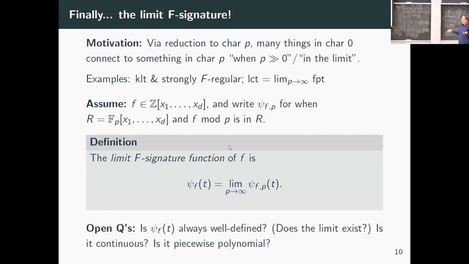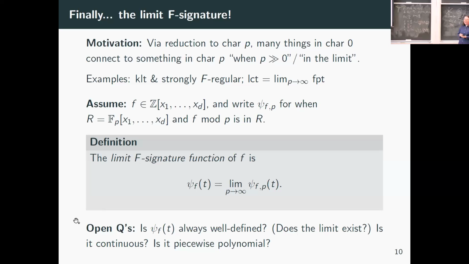And so we can define the same thing, right? This F signature function. Well, we can take a limit as p goes to infinity. And maybe, hopefully, this will tell us something about characteristic 0. But this is a somewhat newish definition, and there's actually a lot of open questions about this still.